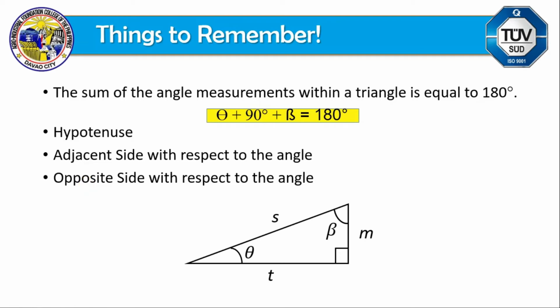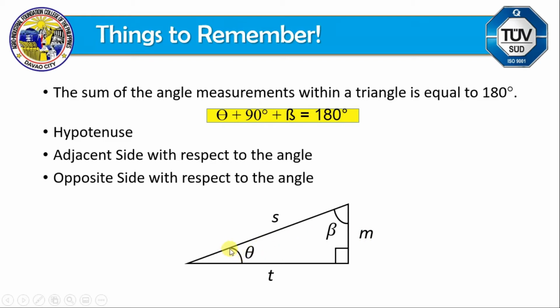Opposite, ano ba yung katapat? Katapat na side. Again, with respect to the angle. Now, very important tong binanggit dito, with respect to the angle. Adjacent side with respect to the angle, opposite side with respect to the angle. For example, we consider this angle theta. So, alam na natin that this is the hypotenuse. So, yung hindi na lang natin alam, is T adjacent to theta or is it opposite? Is M adjacent to theta or is it opposite?